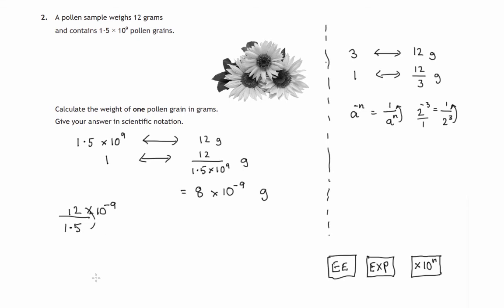12 divided by 1.5, there's a great way of doing that without a calculator. Why don't we double top and bottom? 24, double 1.5, you get 3. 24 divided by 3 is 8. So it's 8 times 10 to the negative 9, which just confirms the answer we got there. So either with the calculator, which in the exam would be the much more sensible method, or without a calculator. In this case, you can do it without a calculator.